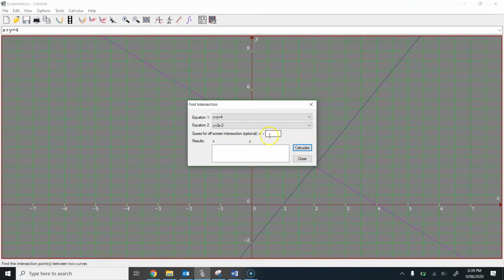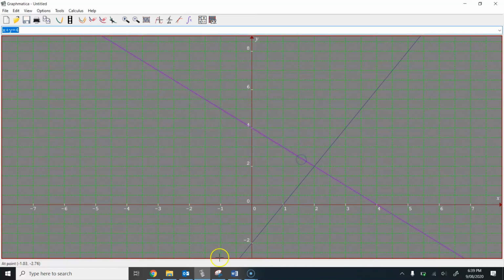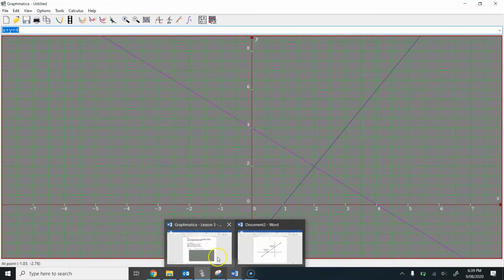Now, before I press calculate, you'll see there's a box here. It says guess for off-screen intersection, optional. That's when you can't see the point of intersection. You can put a guess in there, but we don't need to do that. So we're just going to press calculate, and there we go. The coordinate is 2, 2. So going to Tools, Find Intersection is another great way of finding the point of intersection or the coordinate of intersection of two lines. So now you can have a go at part B from the worksheet.